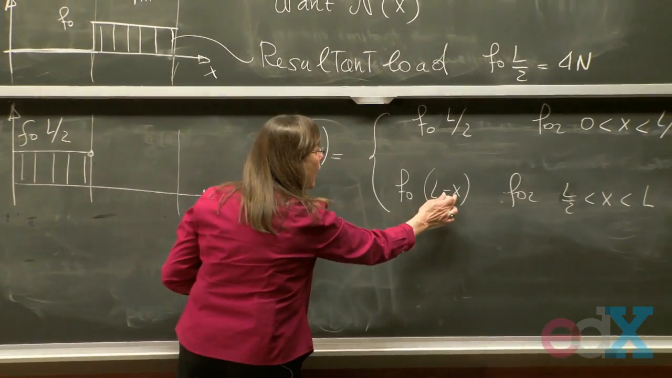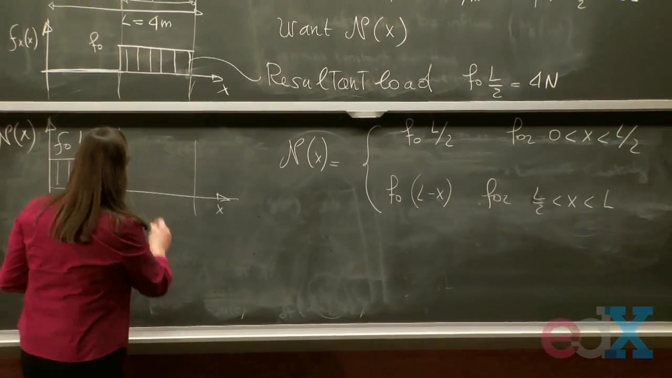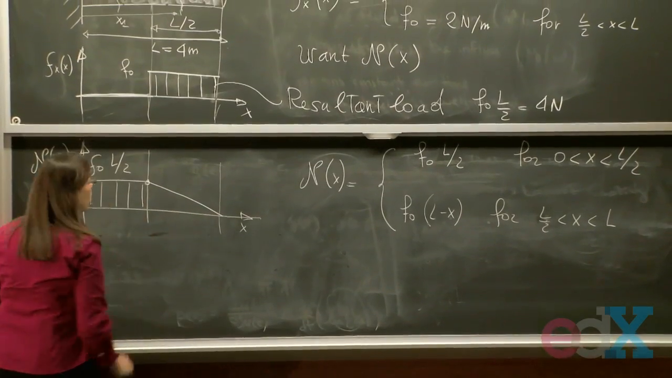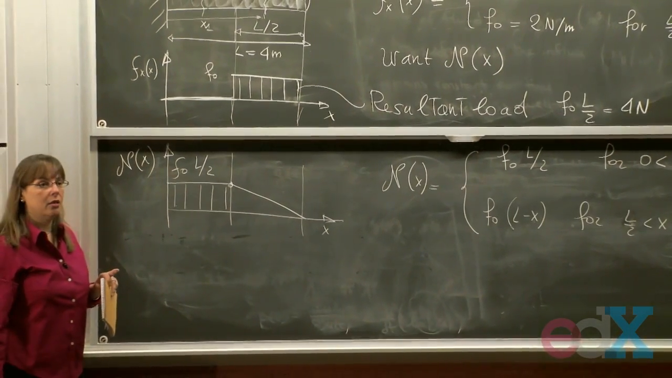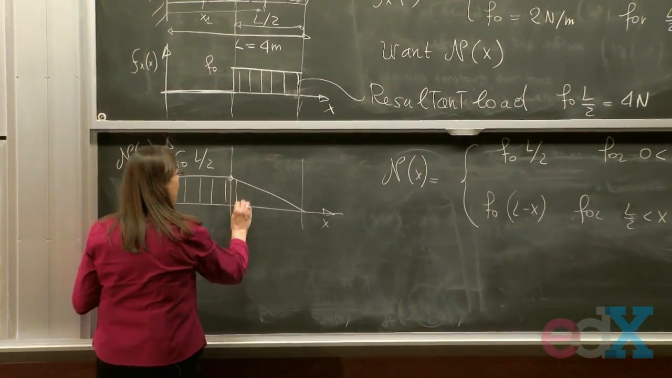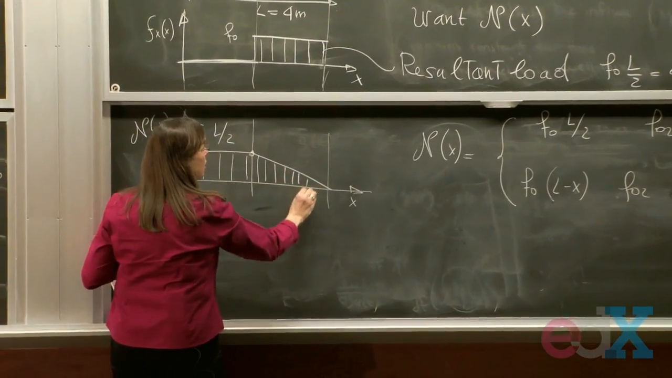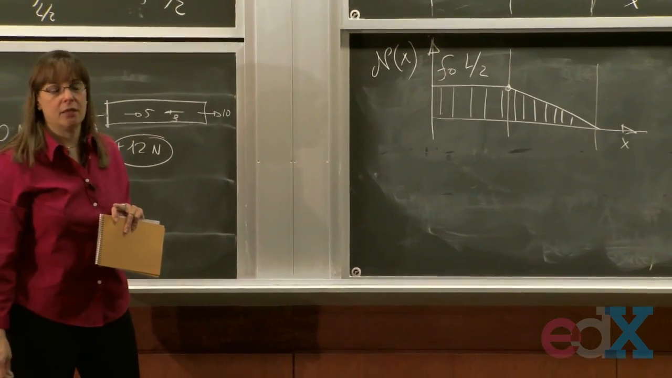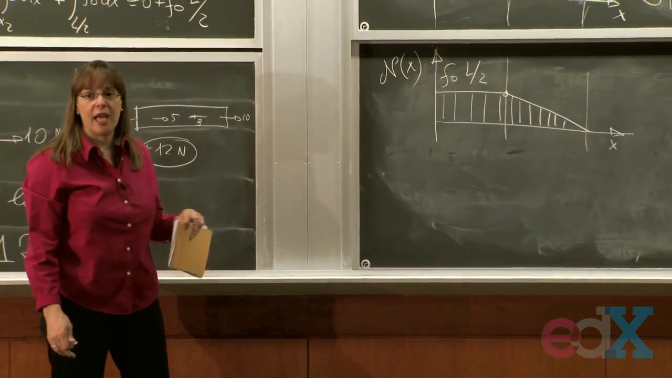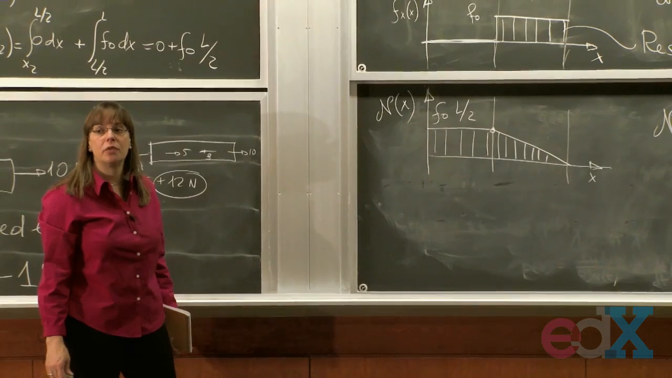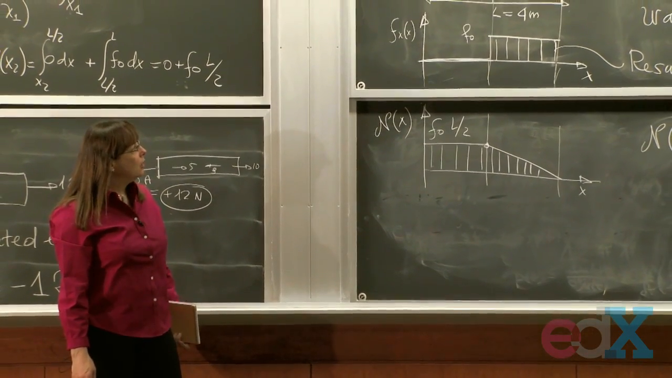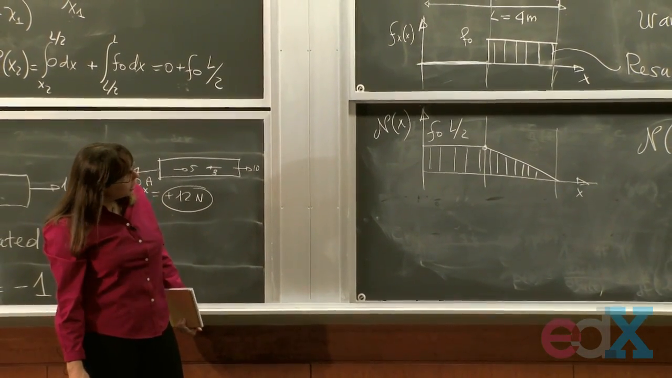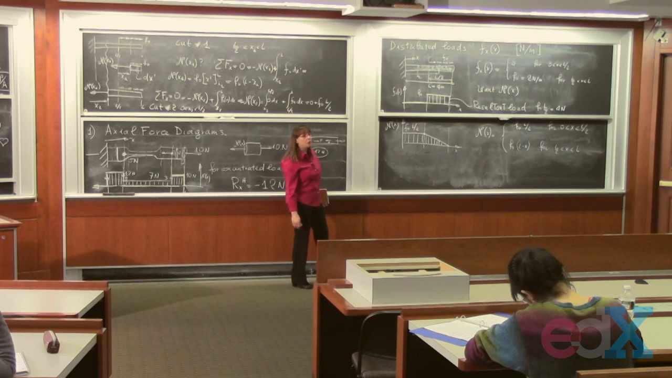For x equal to L, you see I get 0. So I know that this one is going to be linear, so it's going to look like that. So my n of x does that. Great. This is what you need to do to get the axial force diagram for distributed loads. Now, I want you to notice something kind of cool. Are we good with this before I tell you the really cool thing?